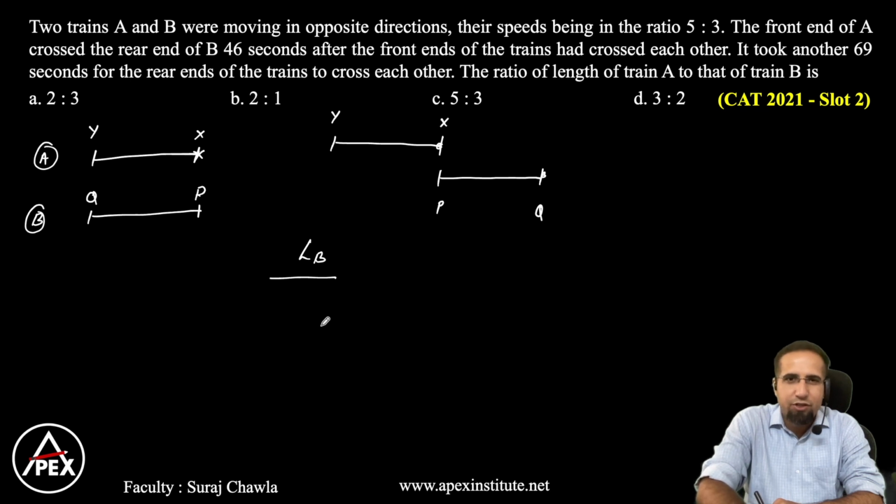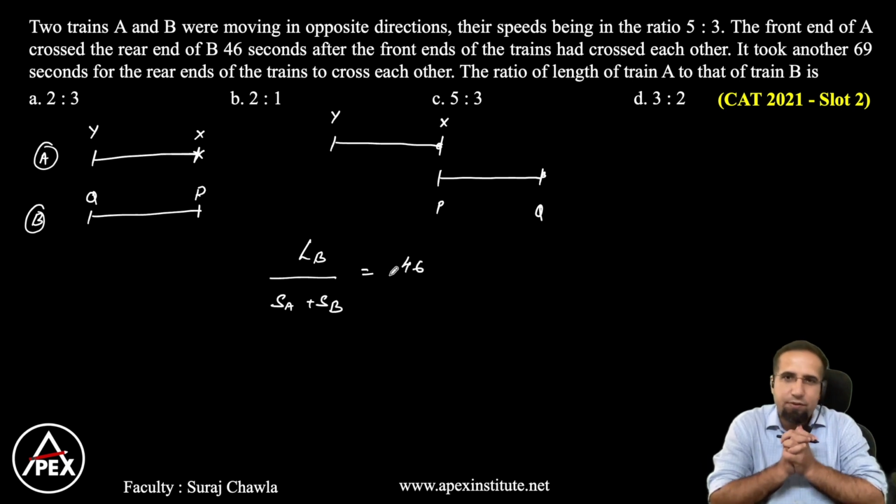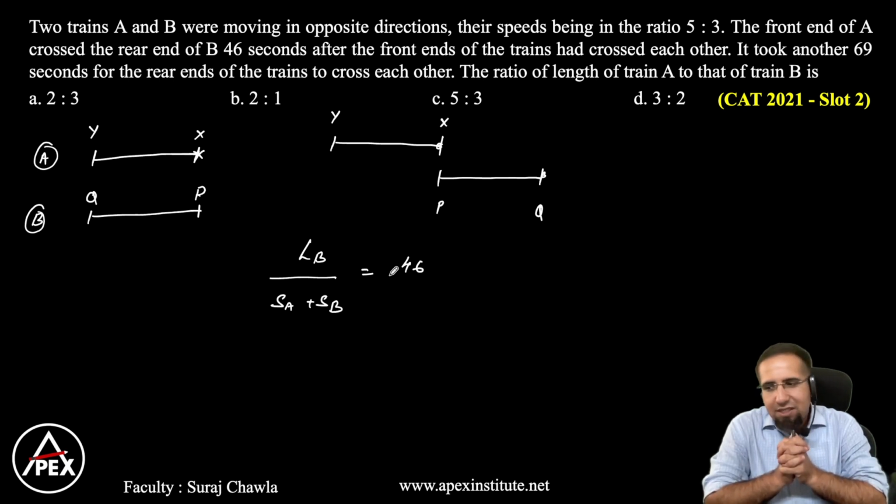So let's say the length of the smaller train is the length of B, divided by, since both of them are moving in opposite directions, the speed of A plus the speed of B, and this total time taken is going to be how many seconds? 46 seconds. Clear? 46 seconds after the front ends of the trains crossed each other. Now it took another 69 seconds for the rear ends to cross each other.